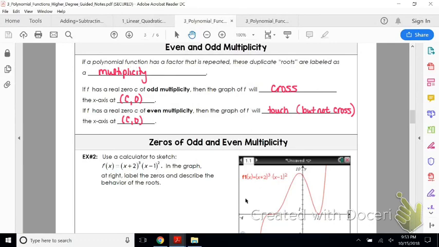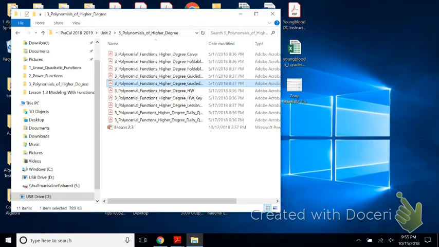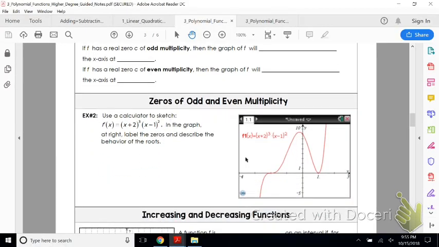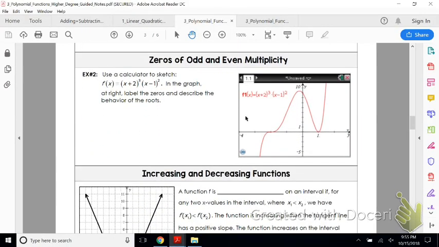All right, so let's look at one. So let's look at example 2. Oh, it disappeared again on me. All right, so let's scroll down a little bit here. And so it says, use a calculator to sketch that graph there. In the graph at the right, label the zeros and describe the behavior of the roots. So they gave me a picture of the graph here, which we could find by using our calculator.